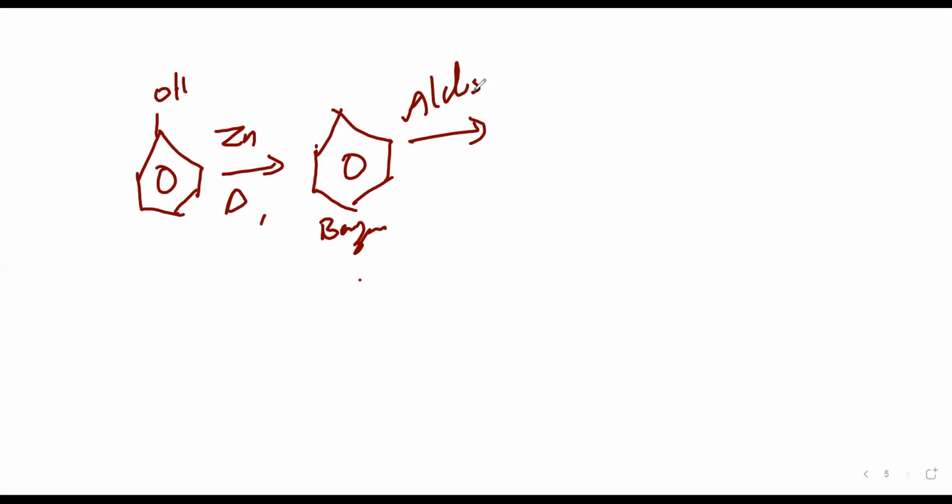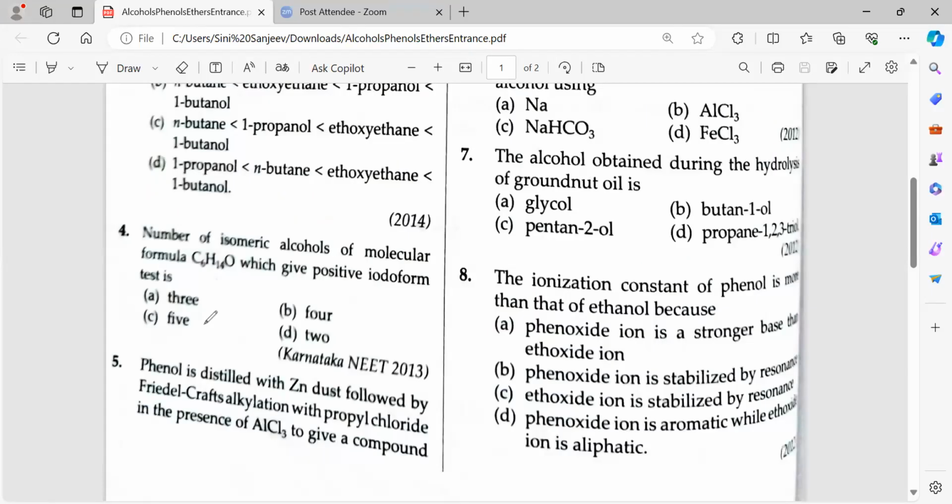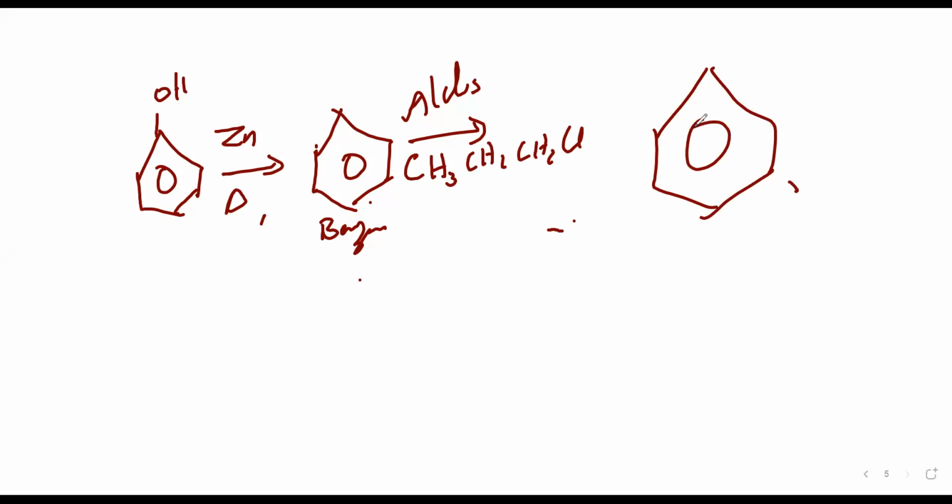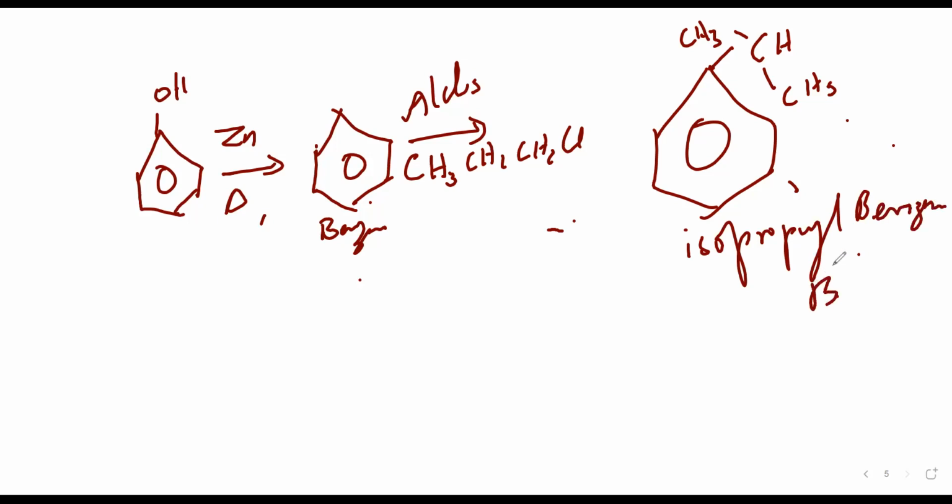If you want to see the question, I'll just show you the question again. With propyl chloride in the presence of aluminum trichloride. Propyl chloride in the sense, I think you know, propyl should have how many carbon atoms? 3. CH3, CH2, CH2Cl. Correct? Will give me isopropyl benzene. What is my isopropyl benzene? CH, and this will give me another CH3 and this will give me another CH3. This is my isopropyl benzene. That is my B here.